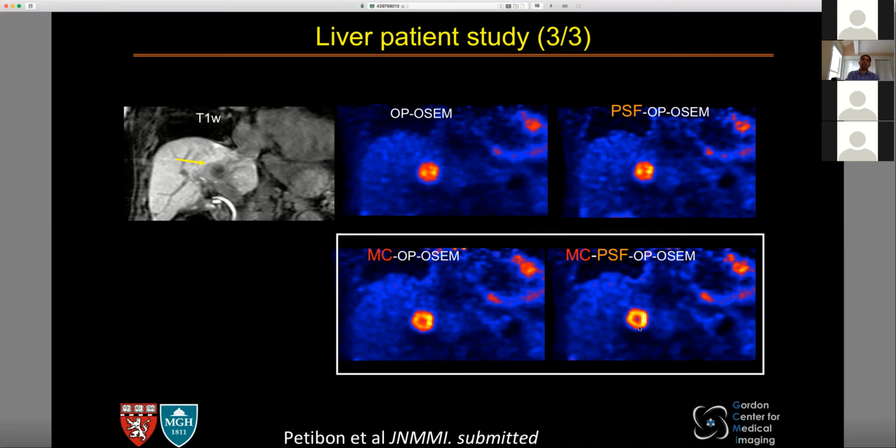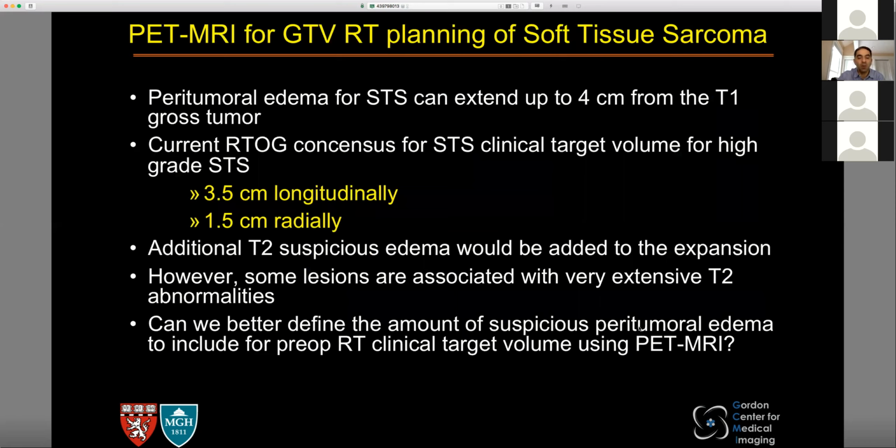So again, you see, this is not just a pretty image. The value here is that it can help me define where to deliver my radiation dose, given what the tumor looks like. All right. Any questions so far?